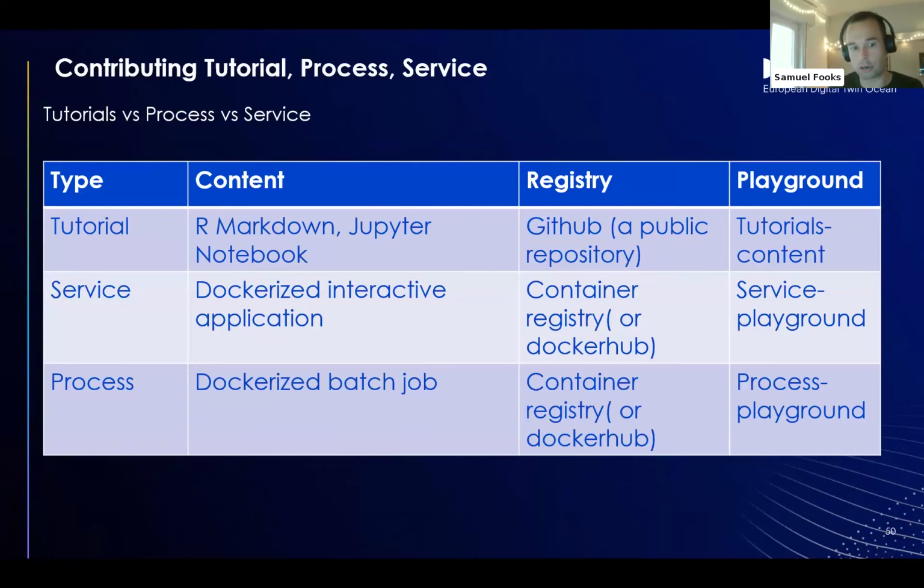Just a quick chart overview. It's not very clear for everyone what is a tutorial, what is a service, what is a process, when to use them, how to contribute them. So there you go. A tutorial, R Markdown or Jupyter Notebook, you commit it to the tutorial's content. A service would be an interactive application. You do need a container registry or a Docker Hub, and that's on the service playground. A process would be a batch job. Again, you need a container registry or a Docker Hub, and you're pushing that to the process playground.